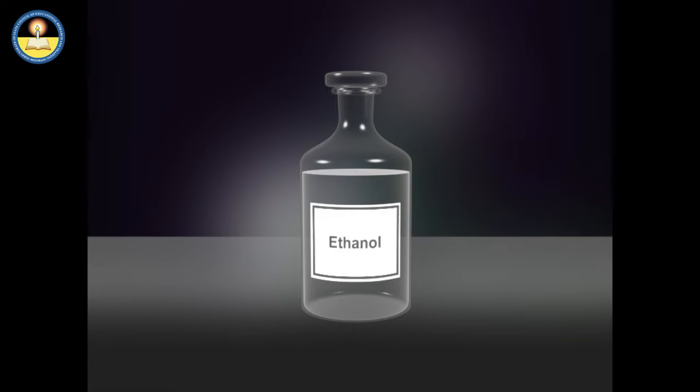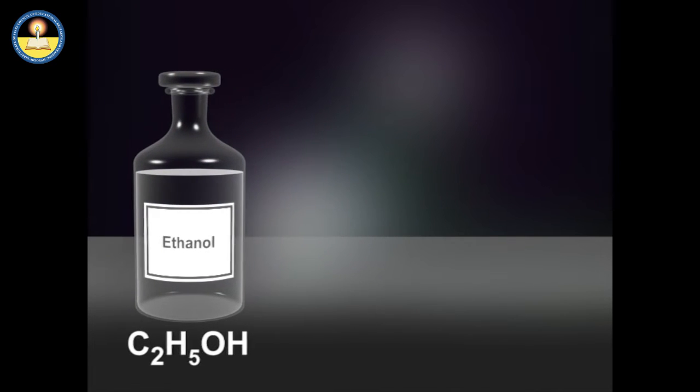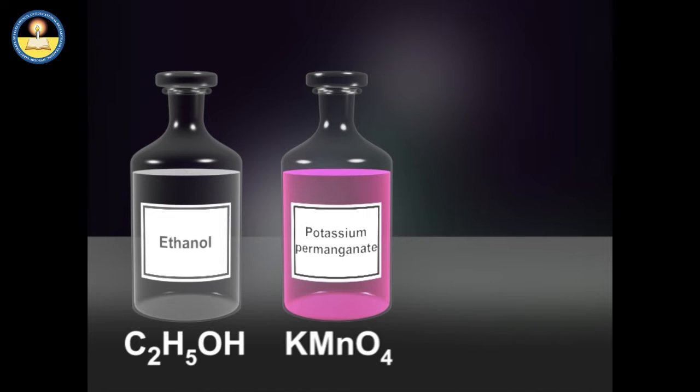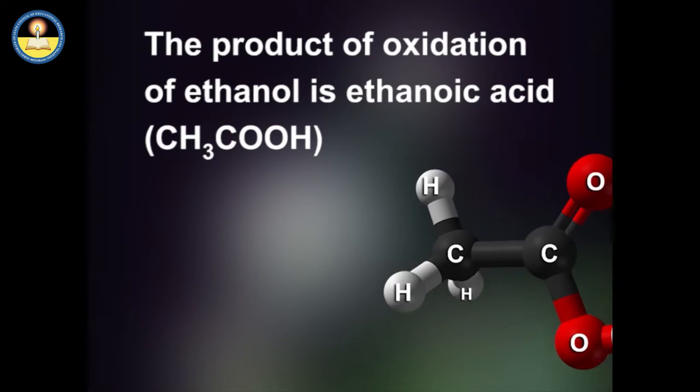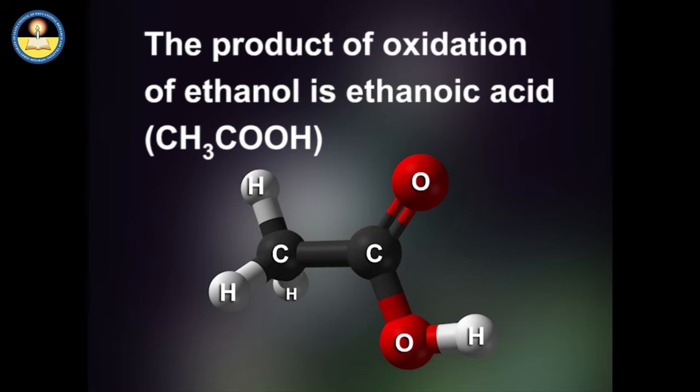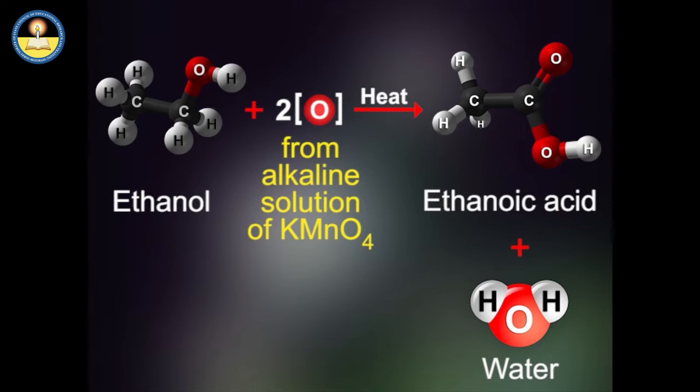Oxidation reactions. Carbon compounds like ethanol, that is C2H5OH, can be oxidized with an alkaline solution of potassium permanganate, that is KMnO4, or with an acidified solution of potassium dichromate, that is K2Cr2O7. The product of oxidation of ethanol is ethanoic acid, that is CH3COOH, when ethanol is oxidized with an alkaline solution of potassium permanganate.